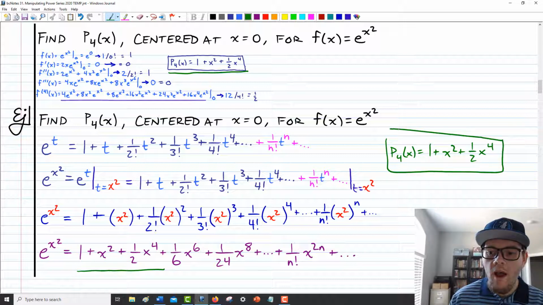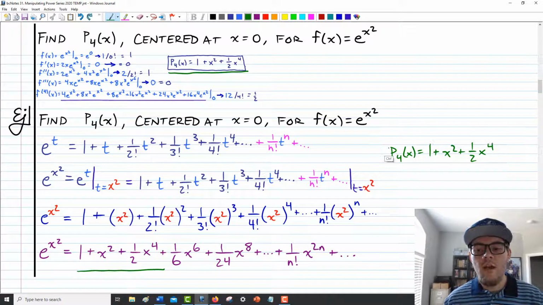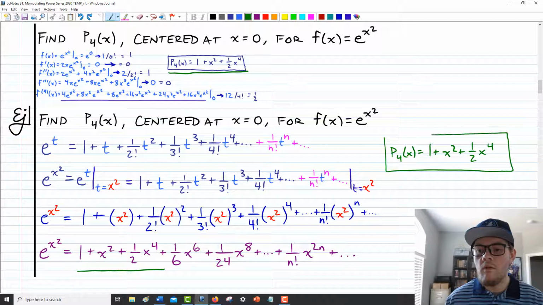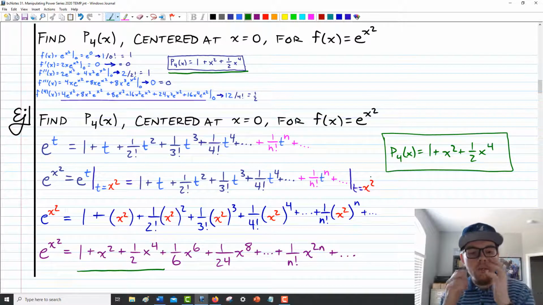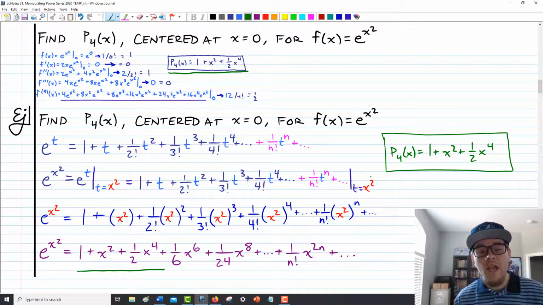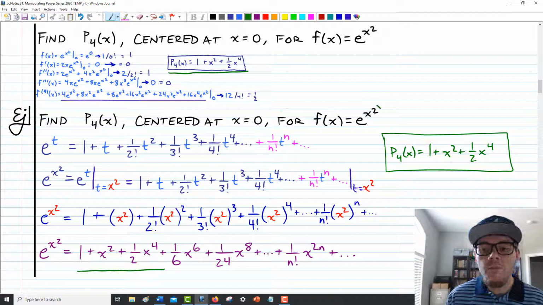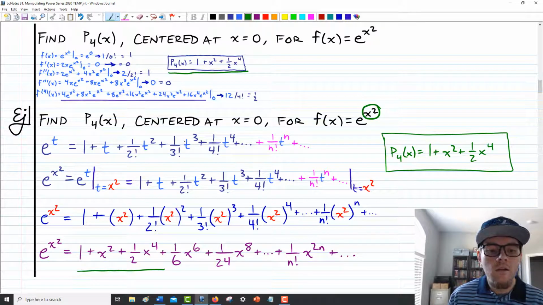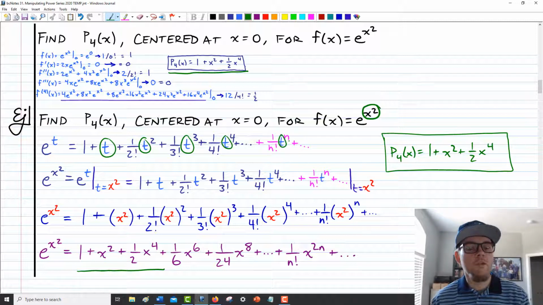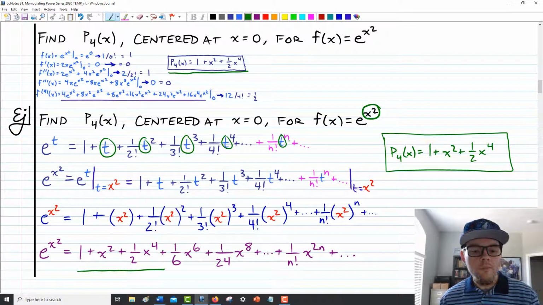And again, although I, as always, took a long time, even though I took a little bit of time to develop the idea of what was happening there, hopefully you can see how computationally simple it is. All we had to do here was plug in x squared for x, or t, however you want to think about it, in our already known expression for the Taylor polynomial.